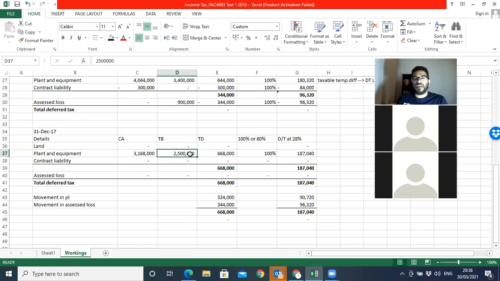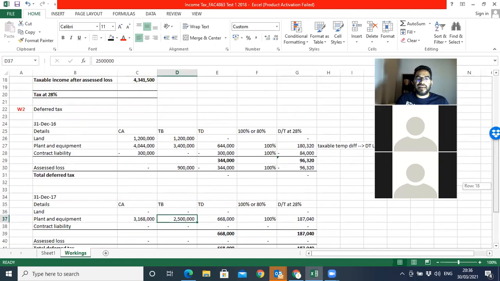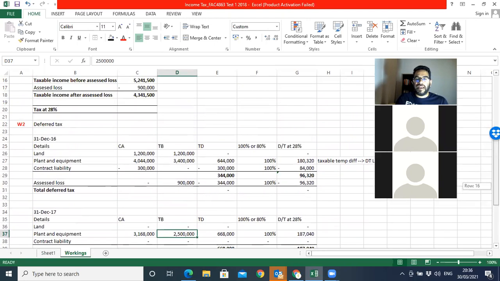And because it's a taxable temporary difference, we have a deferred tax liability. That's the explanation for the taxable temporary difference. The question is, though, why are we putting through a negative? There it's positive, why negative?